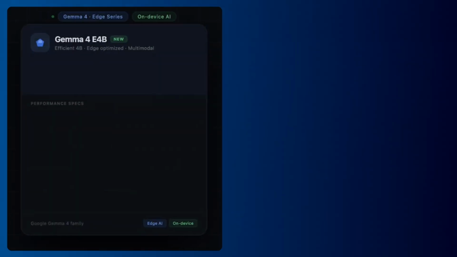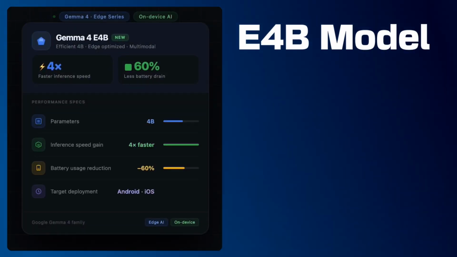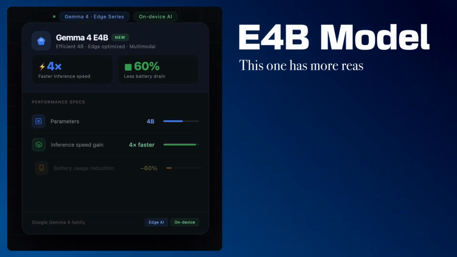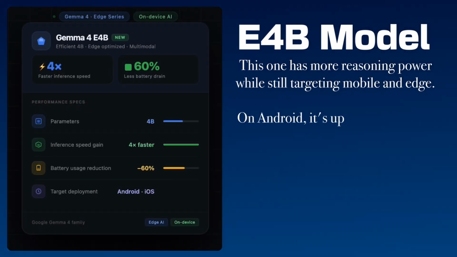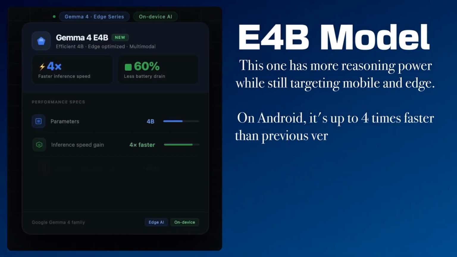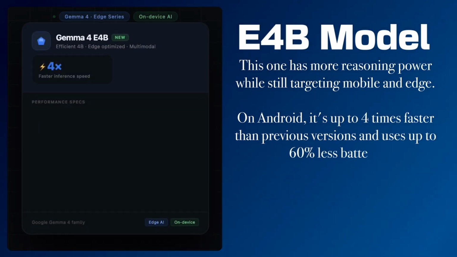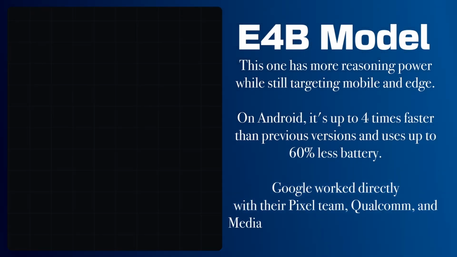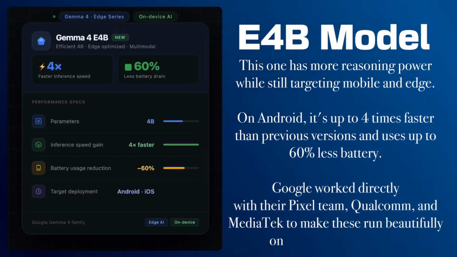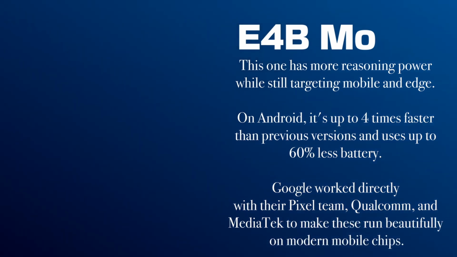Then there is E4B, the effective 4B model. This one has more reasoning power while still targeting mobile and edge. On Android, it's up to 4 times faster than the previous versions and uses up to 60% less battery. Google worked directly with their Pixel team, Qualcomm, and MediaTek to make this run beautifully on modern mobile chips.